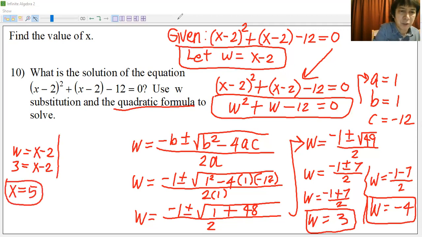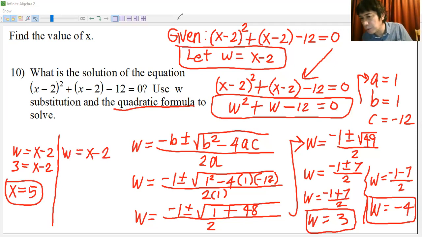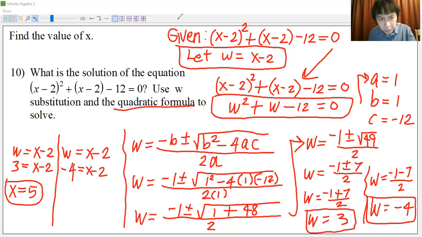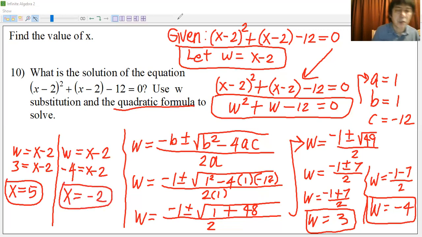How about the other one? The substitution is W = x - 2, and our other value for W is -4. So we replace W with -4: -4 = x - 2. When we solve for x here, we will get -2. And these are the answers: x equals 5 and x equals -2.